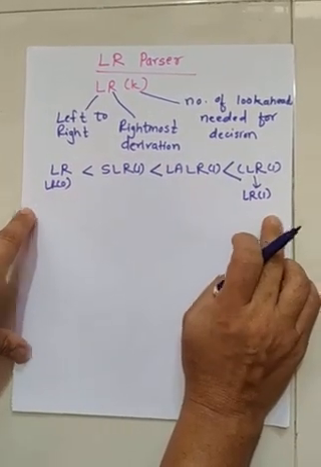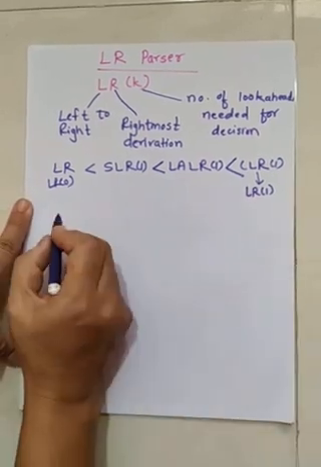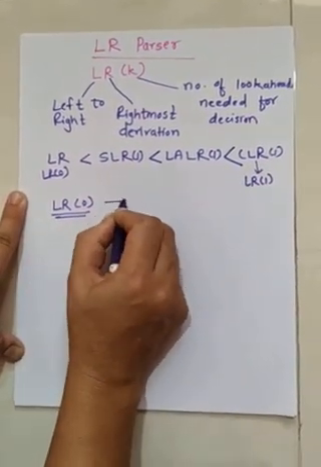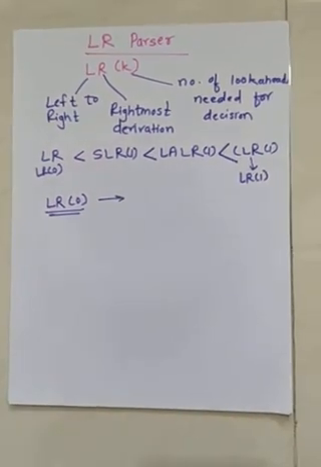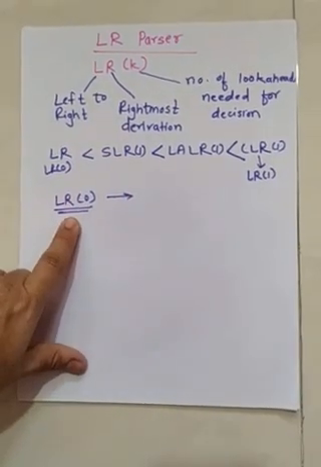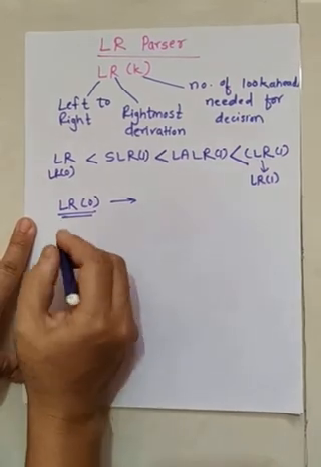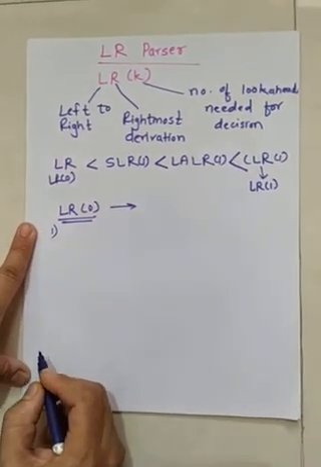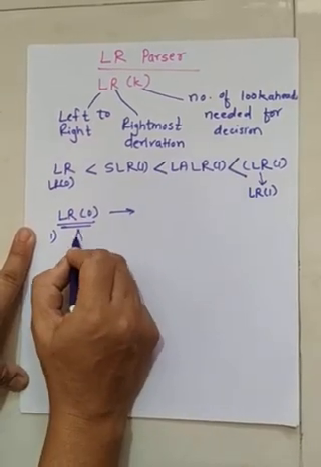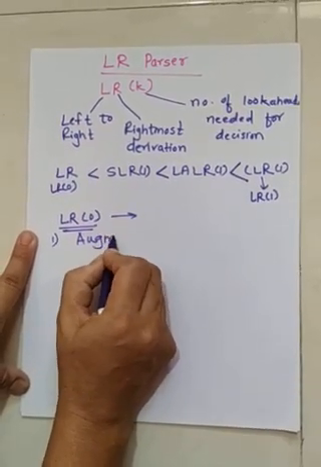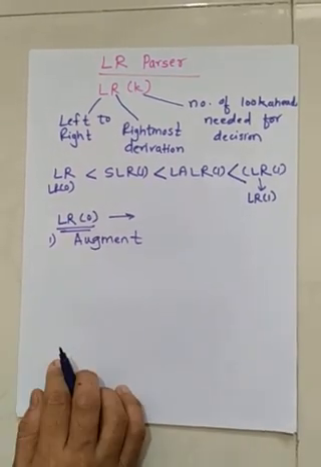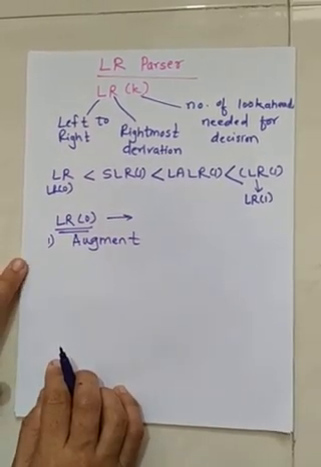Now in this video we are going to study the first type, that is LR0 parser, and how to parse the string using LR0 parser. So to parse a given string, the first step required is to augment the grammar. What is the augmentation and how to do that? I will discuss it while solving the sum.